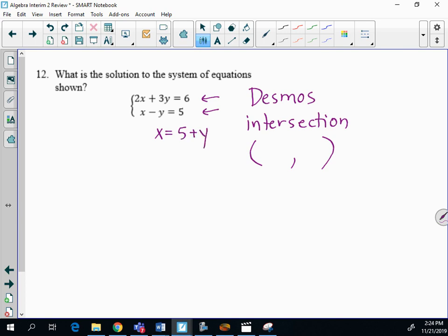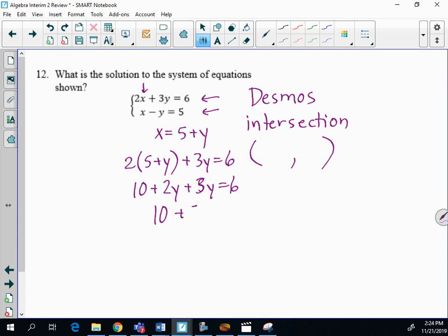So if I start substitution, what if I solve for one of the letters and then I put that back in? So 2 times 5 plus y instead of x plus 3y equals 6. And that would be 10 plus 2y plus 5y, or 3y, excuse me, equals 6. That's 10 plus 5y equals 6.